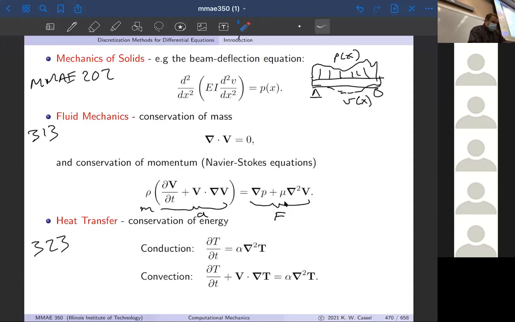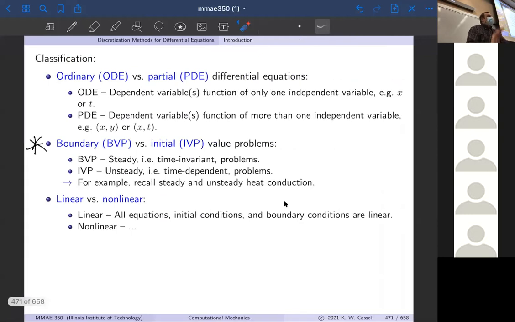So ODE versus PDE, not a terribly significant distinction. It's really not that important of a distinction. The big one for us, and I'll tell you why in a moment, is whether it's a boundary value problem, BVP, or initial value problem, IVP.